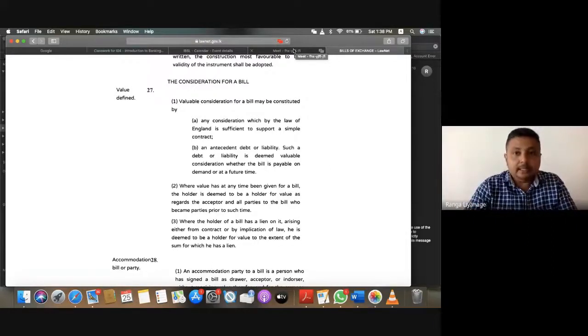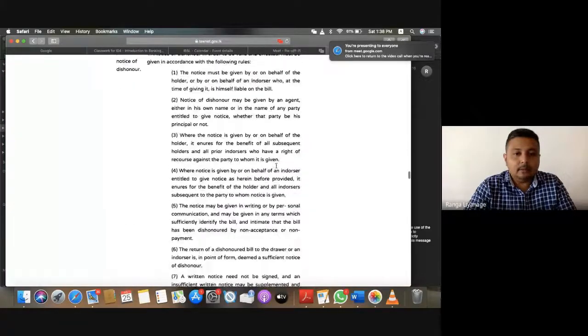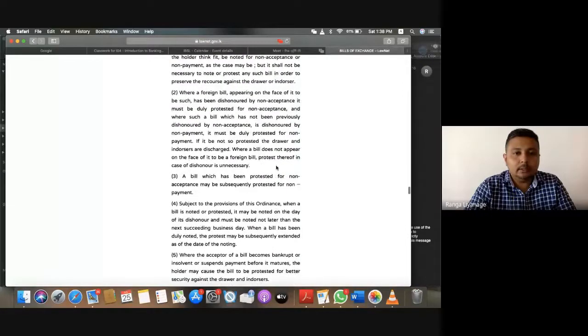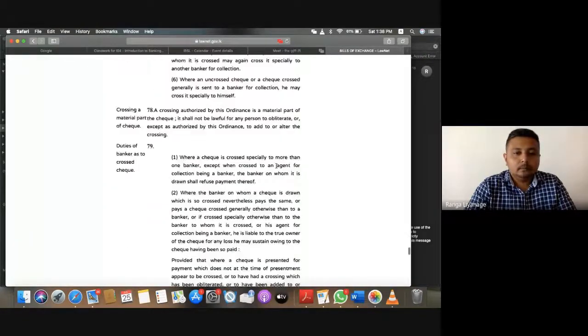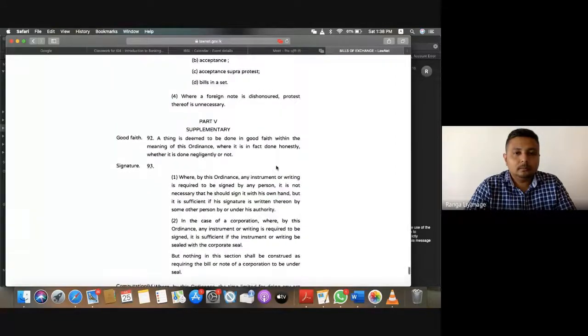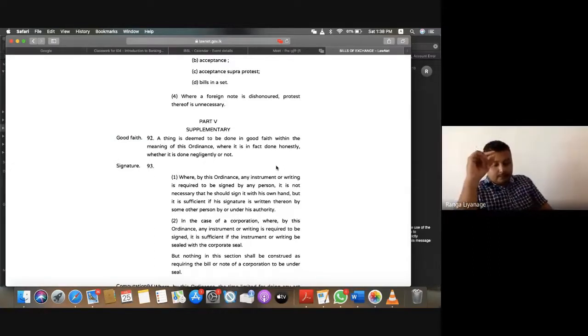Now, Section 93(1), where is this? Section 93(1), we just came near that earlier, when we spoke of good faith. Section 93(1) says like this, right? Where by this ordinance any instrument or writing is required to be signed by any person, it is not necessarily that he should sign it with his own hand, but it is sufficient if his signature is written thereon by some other person by or under his authority, right?